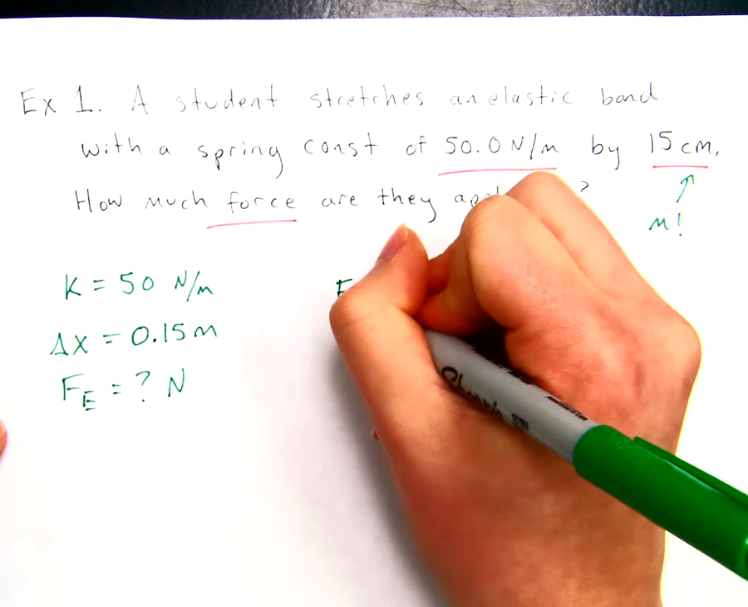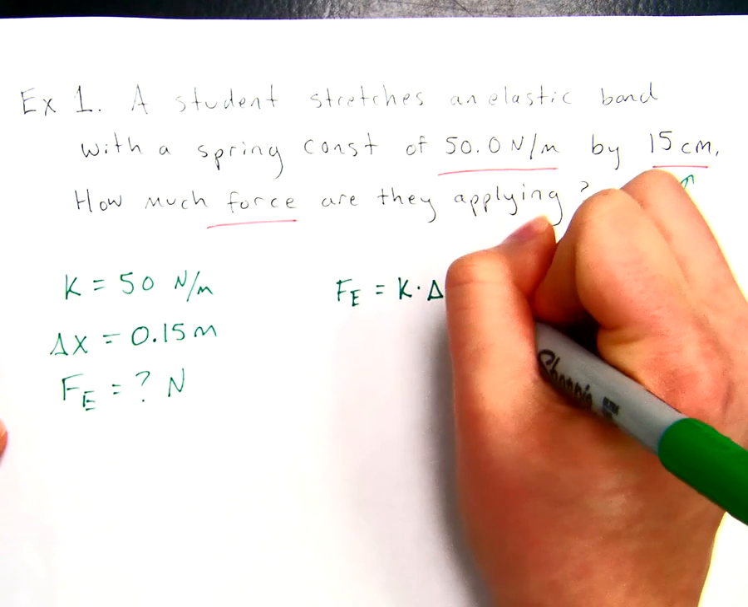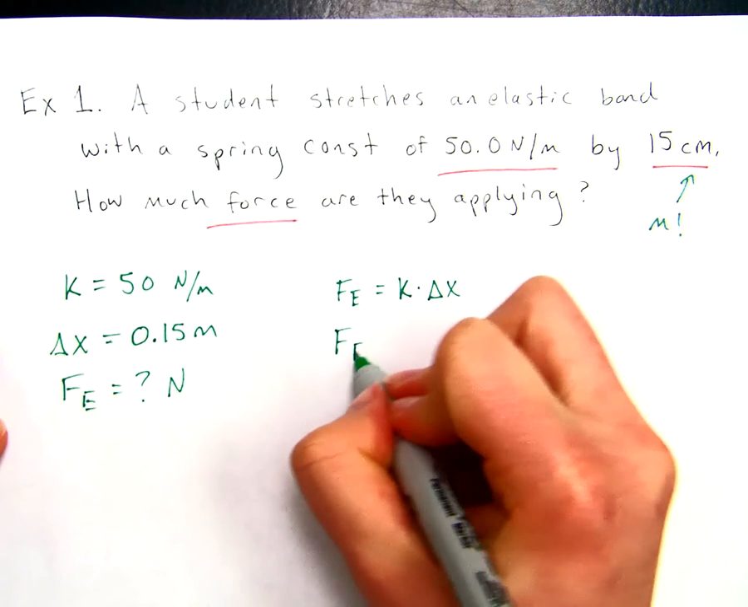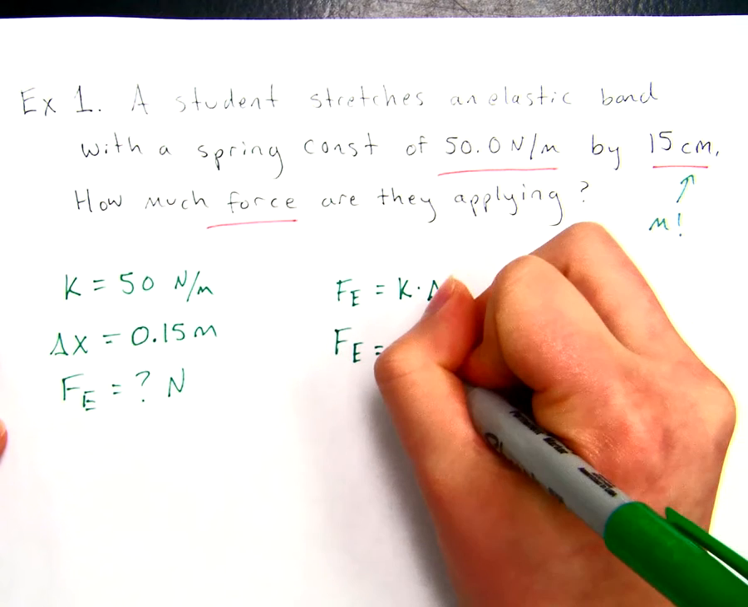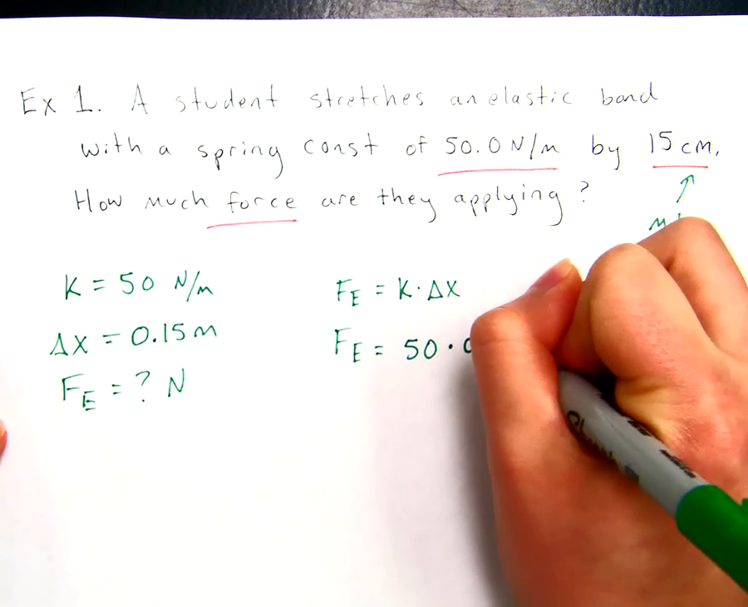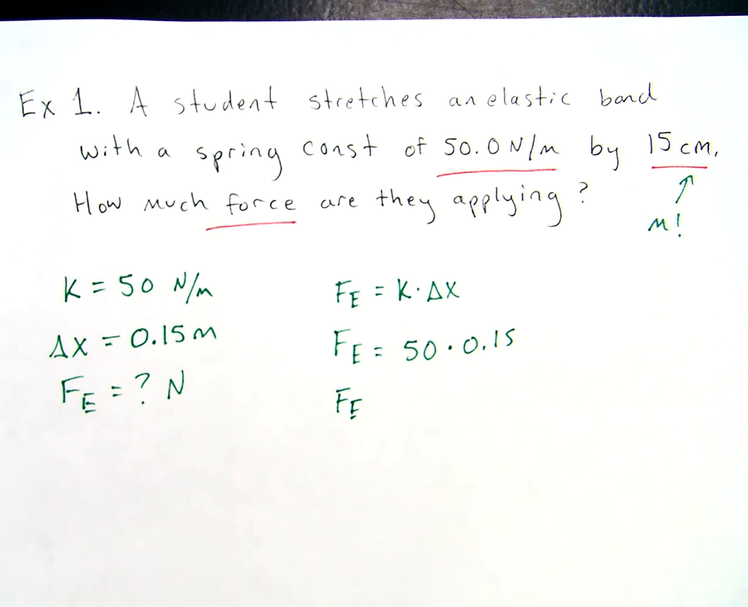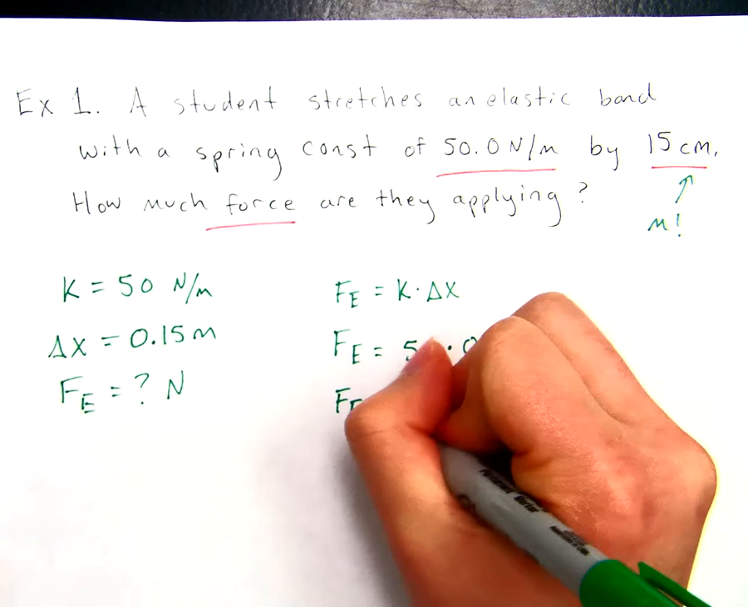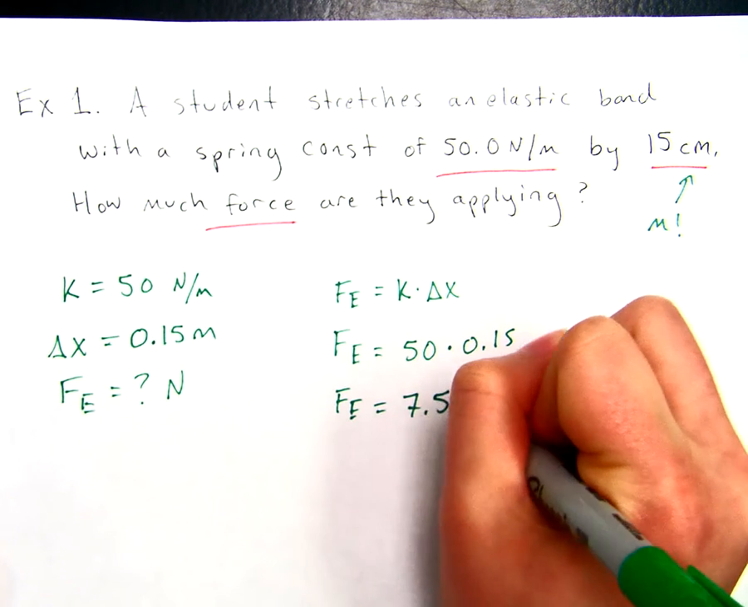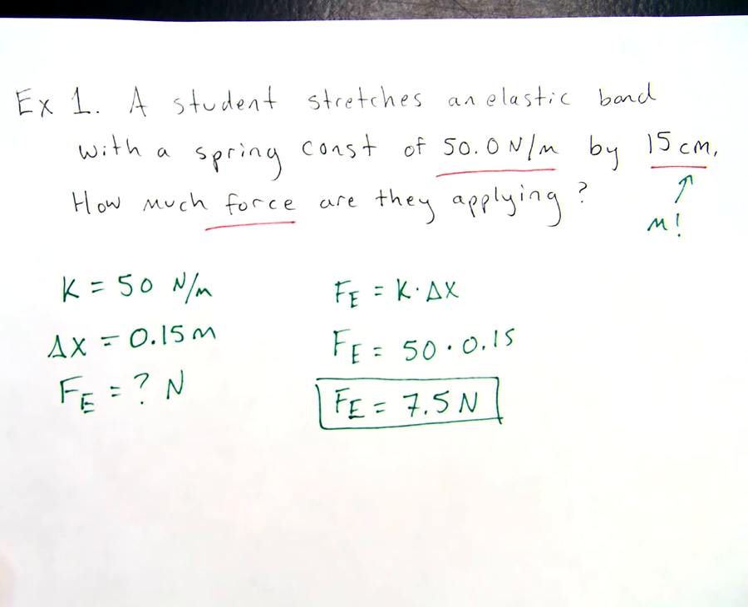So if we write our basic formula down, Fe equals k times delta x, we just plug in our numbers from there. k is 50, and our delta x is 0.15. We can plug that into our calculator, which I have right here. 50 times 0.15, and that should give us 7.5 newtons. And that is our elastic force for this elastic band.